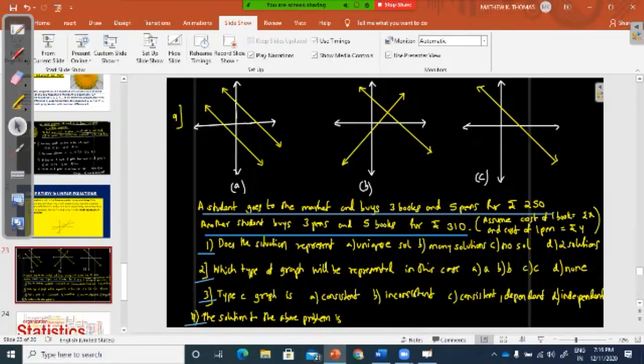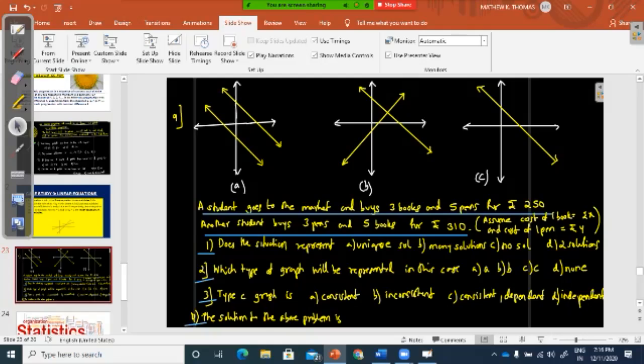Which type of graph will it represent? B, sir, intersecting lines. It's going to be intersecting. Now, if you had got a wrong answer here, this would have been wrong, because your conclusion, if it is no solution, then it would have been parallel lines. But now, since you know that it is a unique solution, you know the answer is B, intersecting lines.